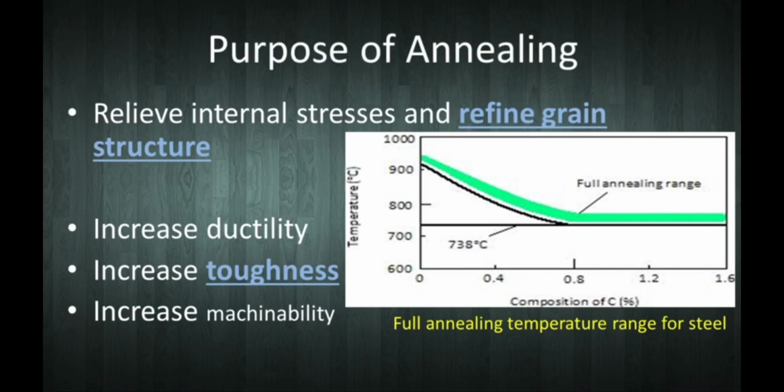The purpose of annealing is to relieve internal stresses, refine grain so that it can be electrically useful, increase ductility to be used in wire, increase toughness, increase machinability, where we can use it in the form of sheets or plates.